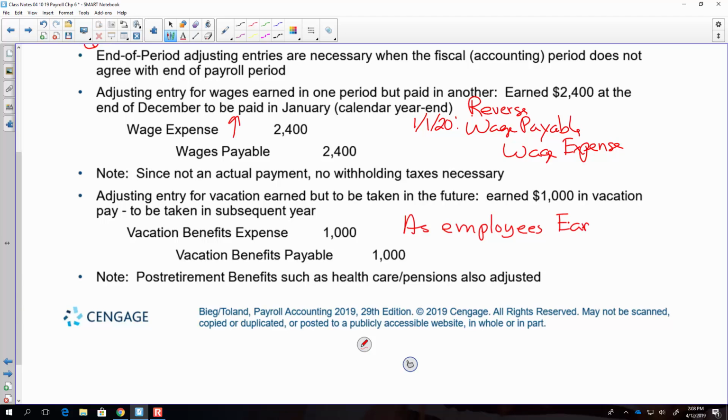Remember, with accrual accounting, we have to match the expense to the revenue, right? So if I'm paying employees during the month, I also have to record that expense for vacation that they will take in the future. Once the employee does take it, we'll reduce this payable account as they use it. But again, we have to match our expense with the revenue, and that's why we're making this particular entry.